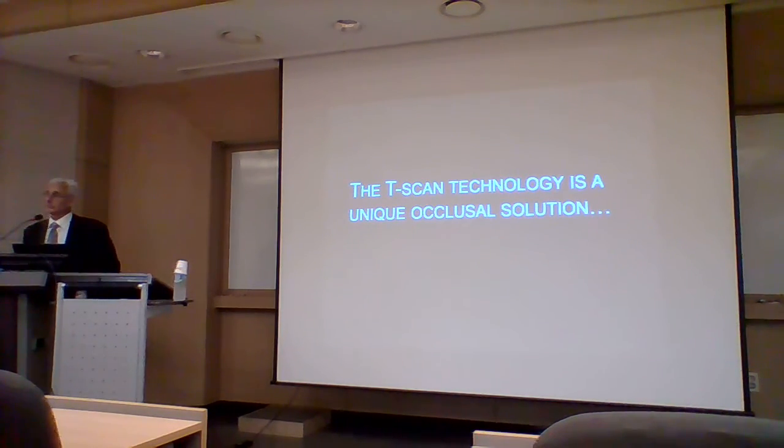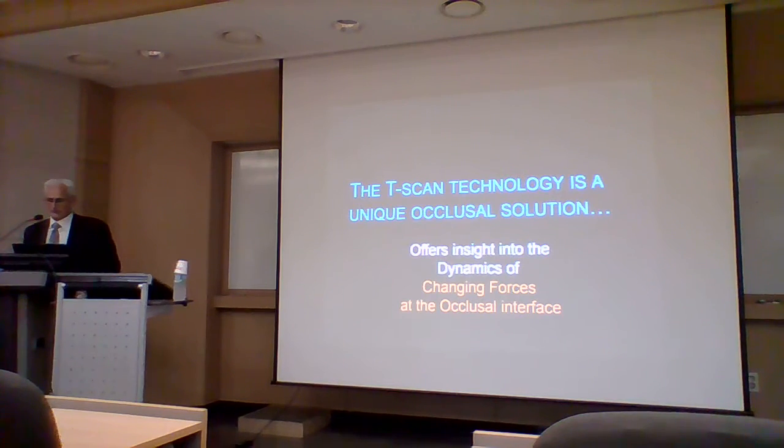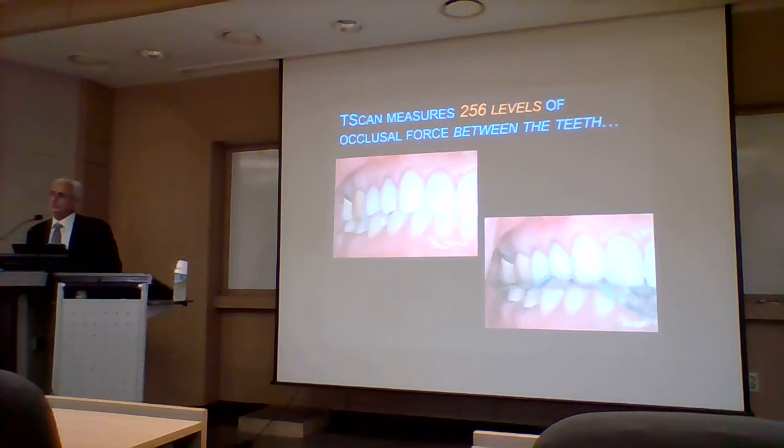So the T-scan is a unique occlusal solution, because it allows you to see changing forces across time, and no other occlusal indicator can do that. 특징이라는 게 그거죠. 타임에 따라 달라지는 것들을 보여줄 수 있는 다른 디바이스들은 없죠. And it measures between the teeth 256 levels of force, which can be adjusted to fit a patient's bite strength. So if you have a weak patient, you can change the gradient so it reads the forces of a weak patient. If it's a strong patient, you can turn the gradient down so you can measure their forces, and therefore it can be applied to almost any patient.